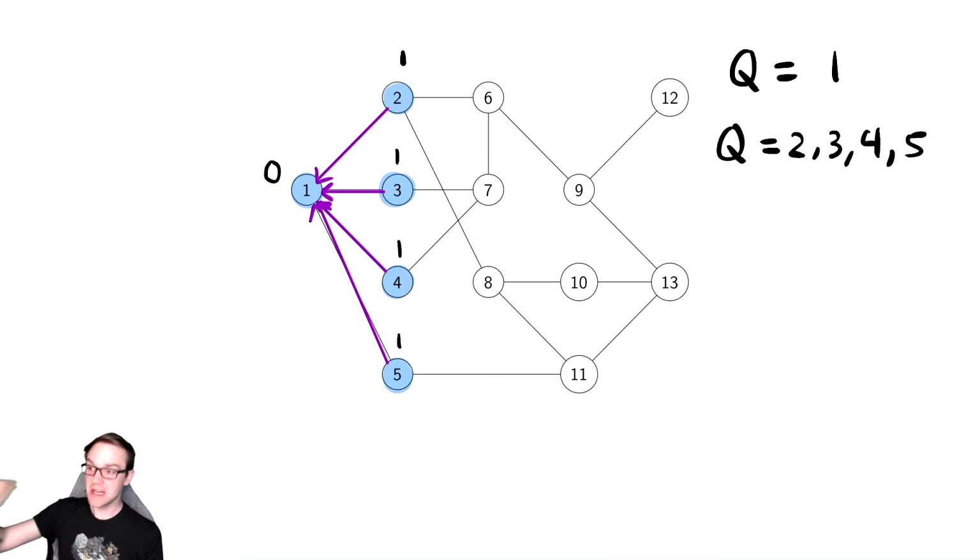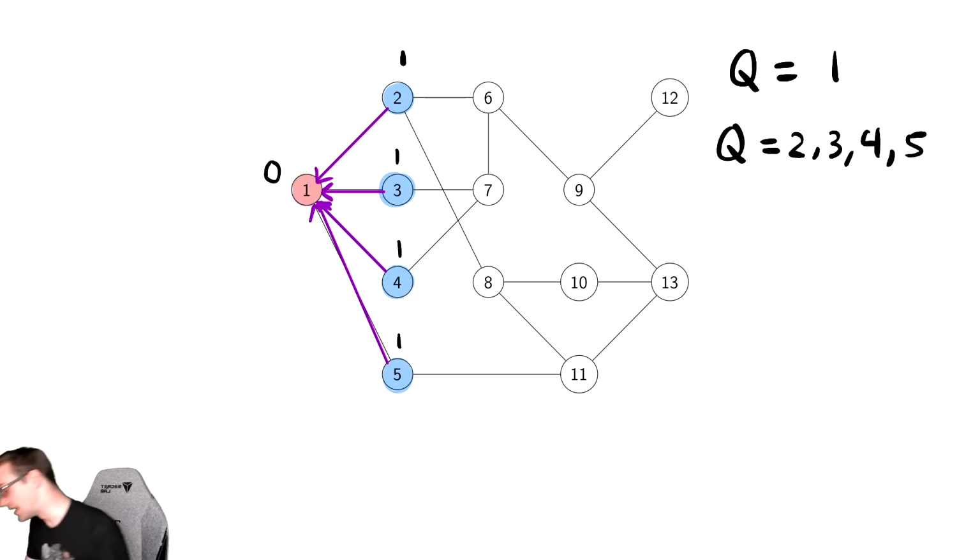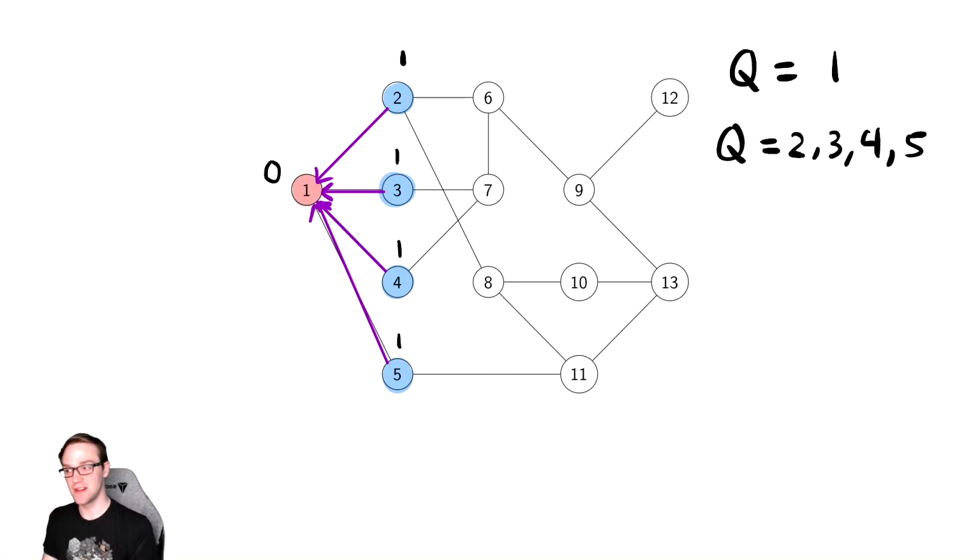Now that we've looked at everything adjacent to 1, it's the first thing that we processed. We switch its coloring to be red. So we're going to swap it from being colored in blue to being colored in red. Like I said, I'm using red here to symbolize I am finished. This is the black color in the code, and blue is used to symbolize gray. So now we look at the next thing in the queue.